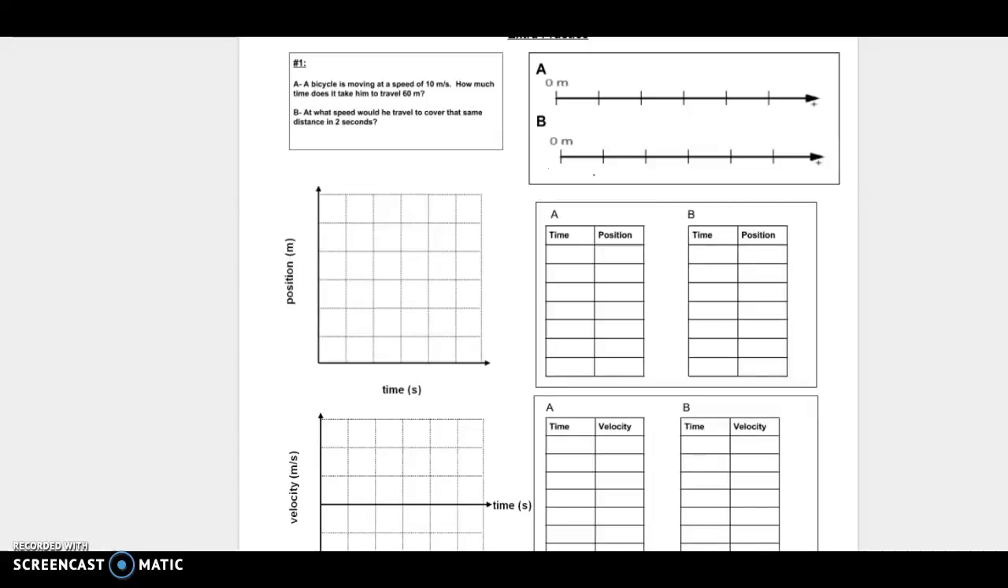Okay, so here's a new practice problem. This is the one that I sent out in the update also, so make sure that you find this one and print it, or you can just write it on paper, okay? So, scenario A, a bicycle is moving at a speed of 10 meters per second. How much time does it take him to travel 60 meters?